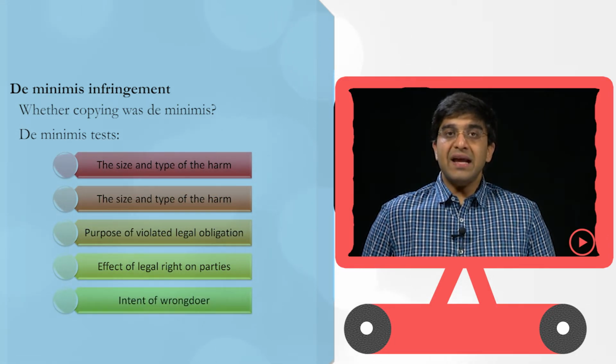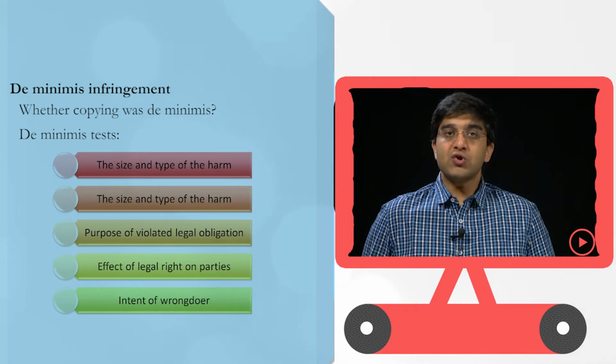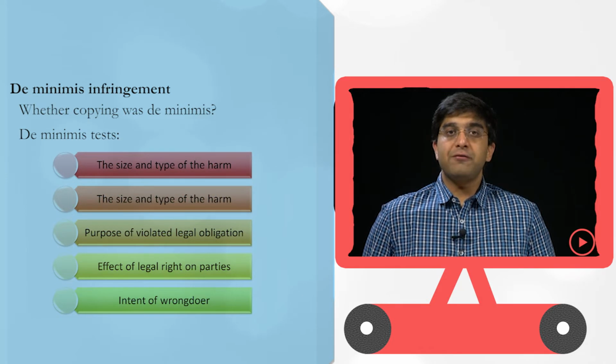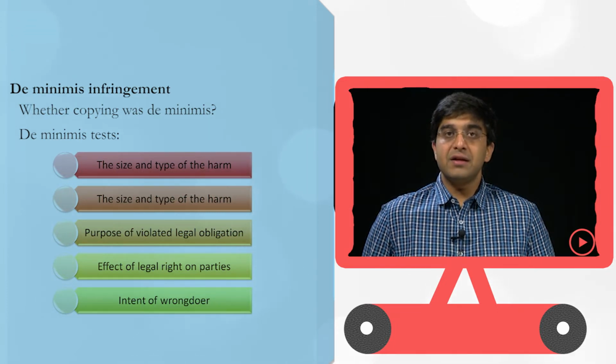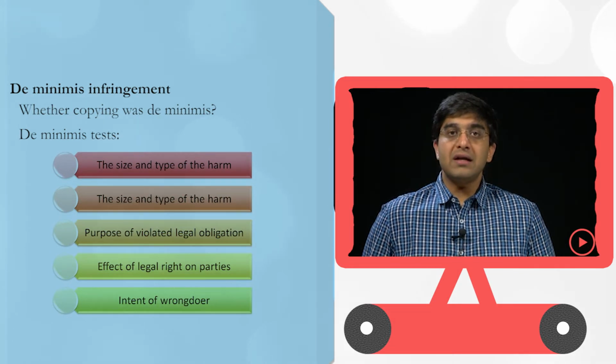Where the size and the type of the harm caused to the plaintiff is minimal, the court usually finds that this is not worth being considered copyright infringement and is too trivial for the court to look into. The other factors such as cost of adjudication, purpose of violated legal obligation, effect of the legal right on parties, and the intent of the wrongdoer are less relevant as compared to the first factor.